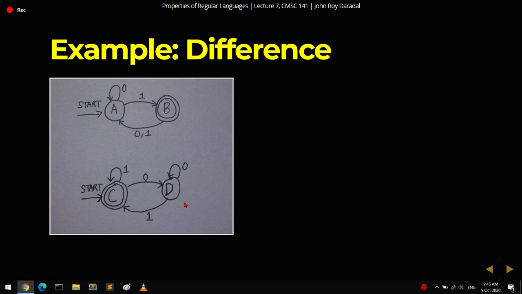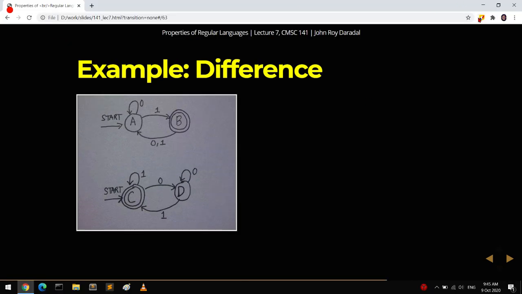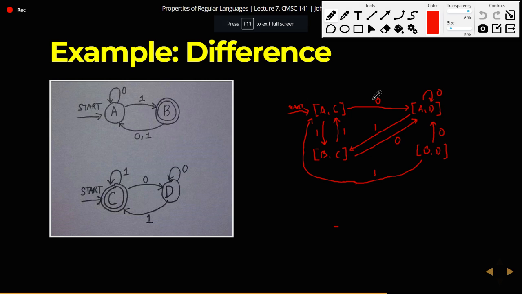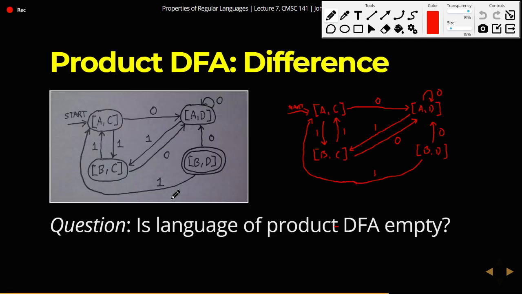So going back to our example, what would be the final state of this one? That would be B, D for difference, right? Because B is a final state in the first DFA and D is a non-final state in the second DFA. So that would be the final state, BD. Okay?